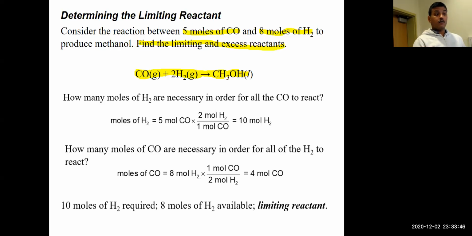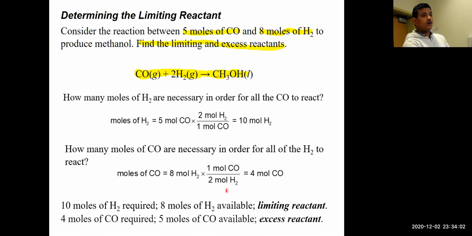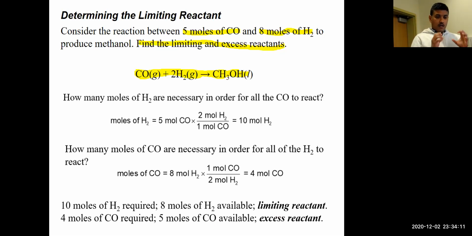Because you actually need 10 moles of H2, but you only have 8 moles, you call the H2 the limiting reactant between CO and H2. And because you need 4 moles of CO, but you actually have 5 moles of CO, you call that the excess reactant. This is how you would identify. You take the available moles and convert them into how many required moles, and compare with the given number.